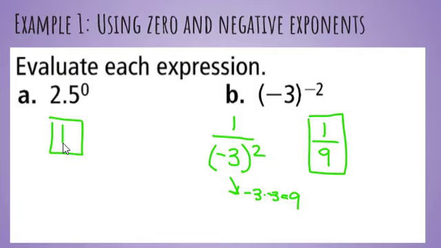So whenever you have this negative inside the parentheses, it's going to be part of the base that you're multiplying together. You will see some problems where the negative's not in parentheses, and that's when you're not going to be including the negative 3 as part of the base.